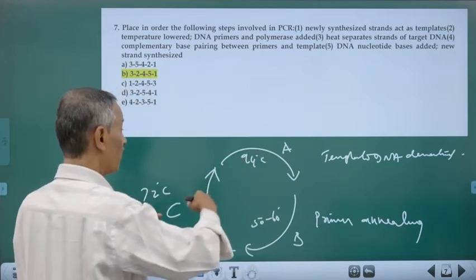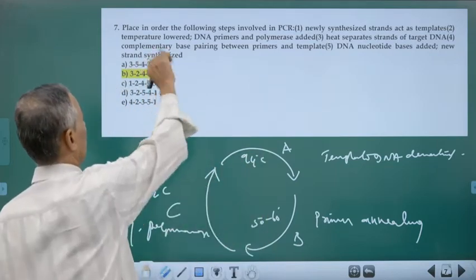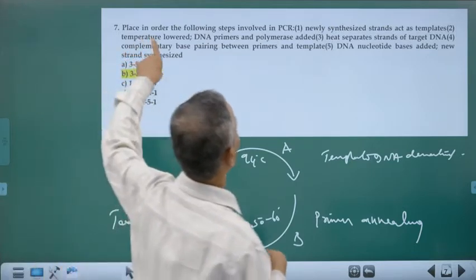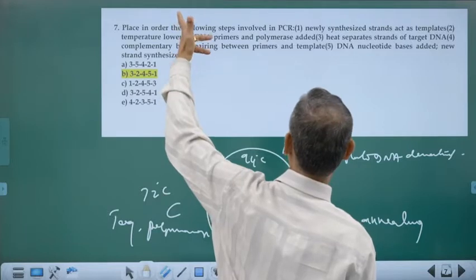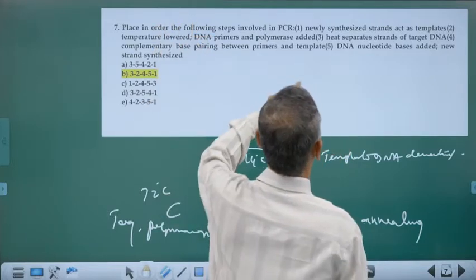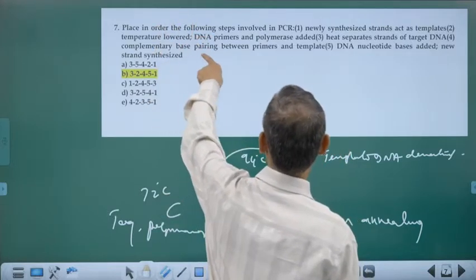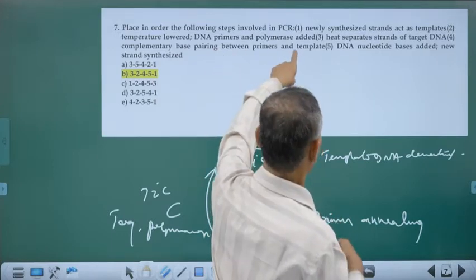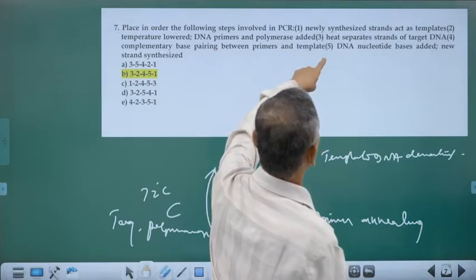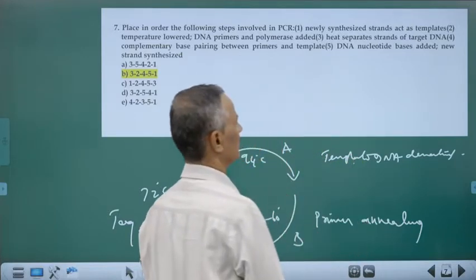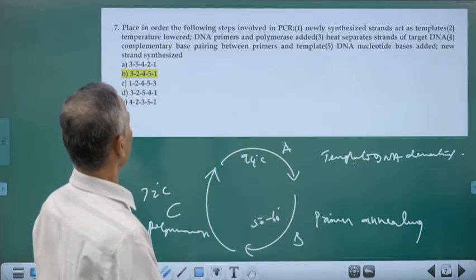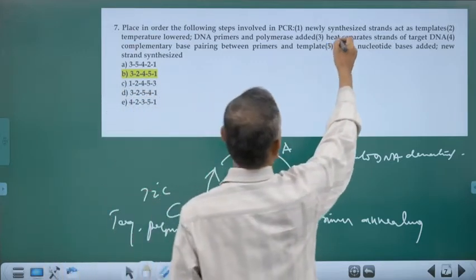It is amplified. Okay, so what are the procedures? Newly synthesized strands act as template. That is the next and the last stage. Okay. Temperature is lowered, DNA primers and polymerases are added. Heat separates the strands of target DNA. What is the target DNA? That is the template. So that should be the first one.